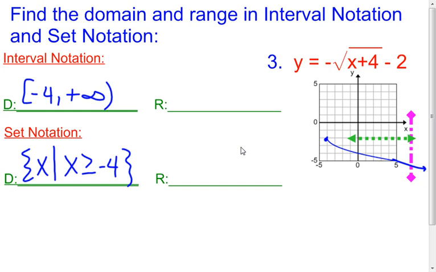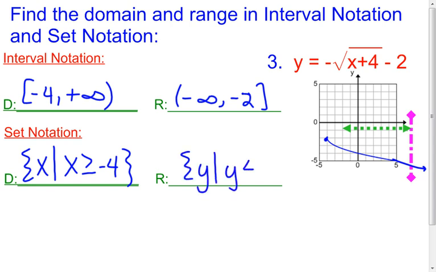It continues to hit right here at -2, and then anything above my blue and my green will never intersect, even though both lines go on forever and ever, okay? So your range actually goes from negative infinity up until I hit the point -2, or in set notation, it'll go like this, y such that y is less than or equal to -2, because it's all the points that are smaller than or equal to -2.